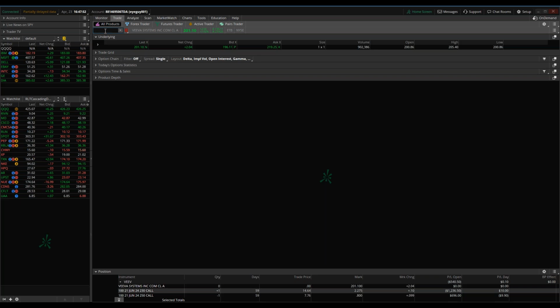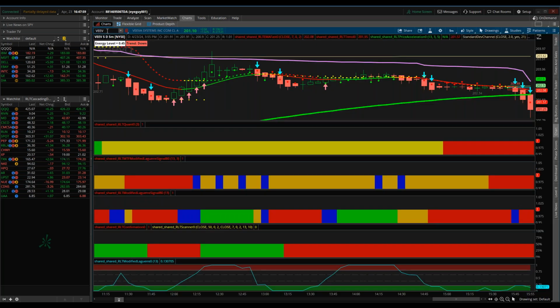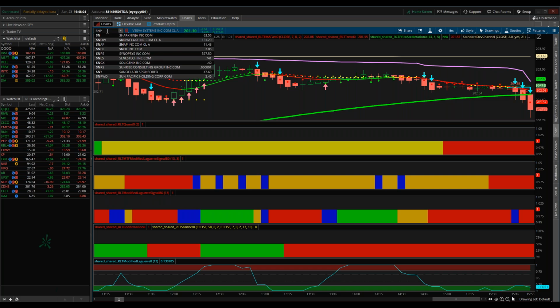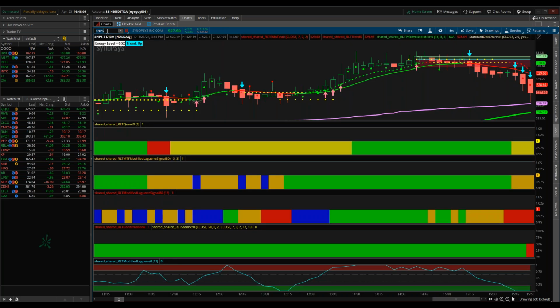So let's take a look at Synopsys. And let's go to the chart. It's very important to look at the technicals. SNPS. Now, Synopsys is rough because it's caught between the 15 and the 50. And we've got differing colors down here. So in terms of directional bias, this is a tough trade to call.